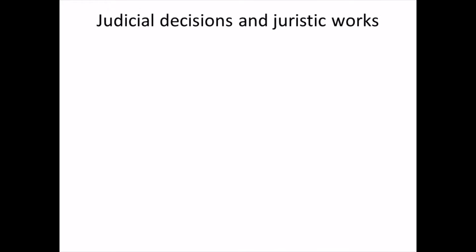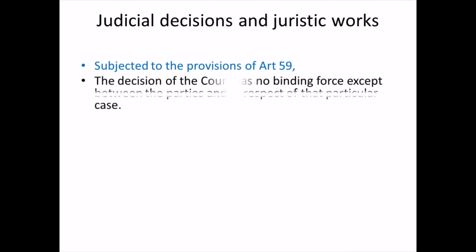The fourth and the final source that we will read today is judicial decisions and juristic work. Judicial decisions are subject to the provisions of Article 59 of the International Court of Justice. What does Article 59 state? It states that the decisions of the courts have no binding force except between the parties and in respect to that particular case.